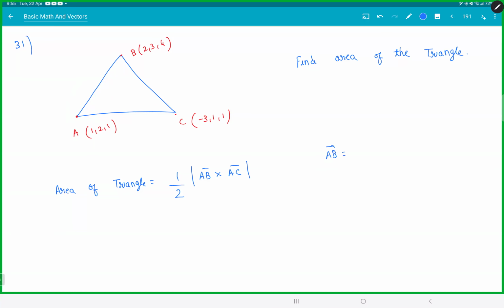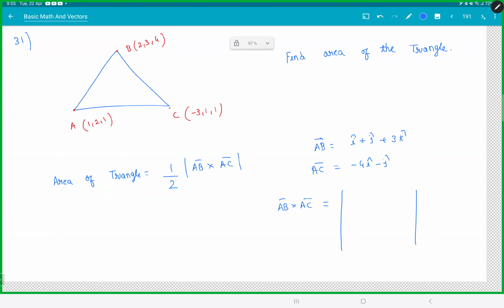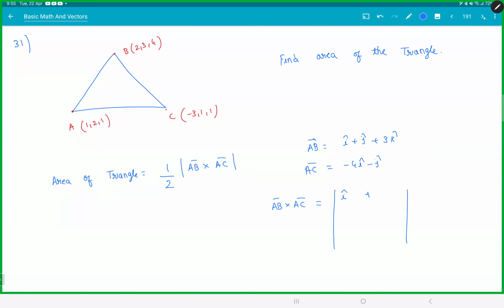AB bar, you're going from A to B. B is final, A is initial. So 2 minus 1 I cap, 3 minus 2 J cap, 4 minus 1 is 3 K cap. And AC bar will be A to C: -3 minus 1 is -4 I cap, 1 minus 2 is -1 J cap, and that's 0. Then we do AB cross AC. You take a 3 by 3 determinant: I cap, J cap, K cap. Then the coefficients of AB bar are 1, 1, 3. AC's coefficients are -4, -1, 0.